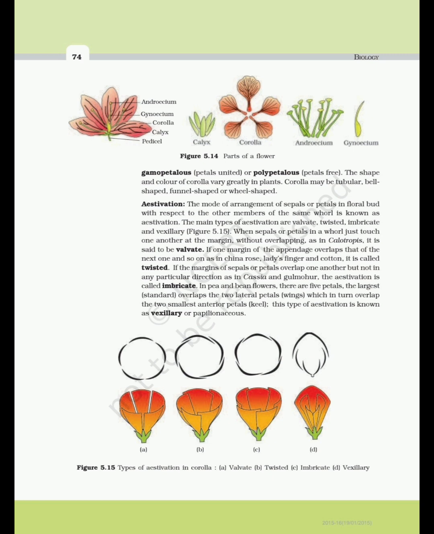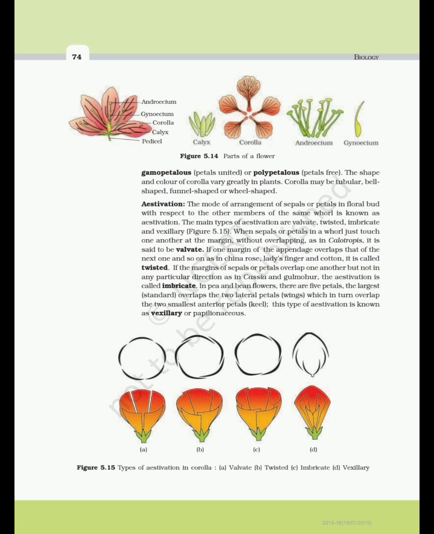Estivation: the mode of arrangement of sepals or petals in a floral bud with respect to the other members of the same whorl is known as estivation. The main types of estivation are valvate, twisted, imbricate, and vexillary. Figure 5.15. When sepals or petals in a whorl just touch one another at the margin, without overlapping, as in calotropis, it is said to be valvate.